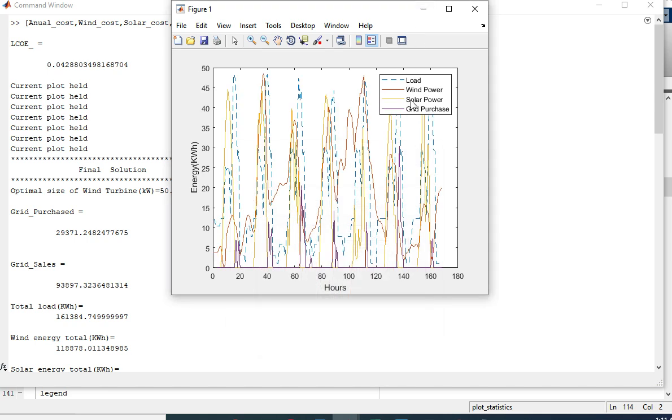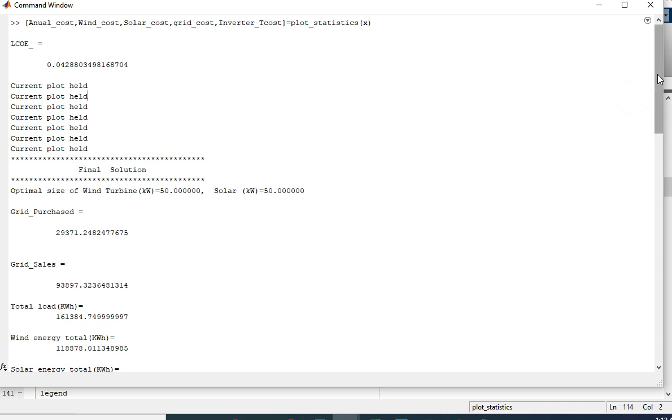This is again a comparison graph. What is the load demand, what is the wind power, what is the solar power, how much energy is being purchased from the grid. So here it's individually plotted. In the next one, we have summed all these three with respect to load demand. So let's see what results are being displayed on the command window.